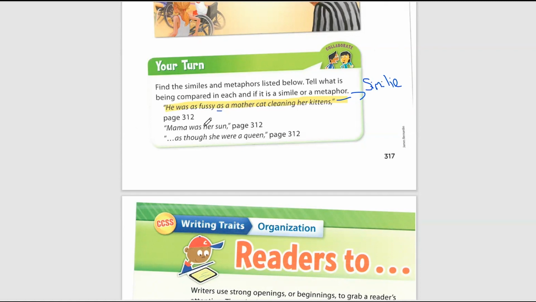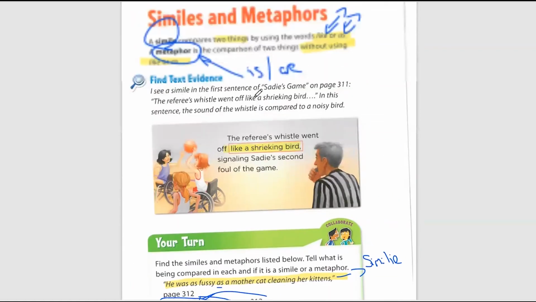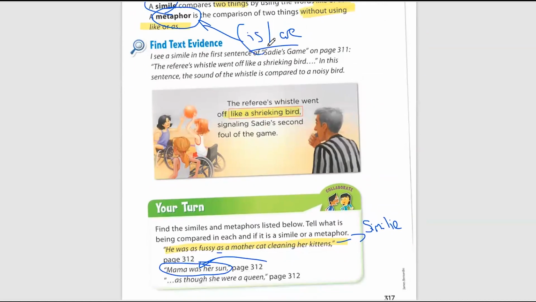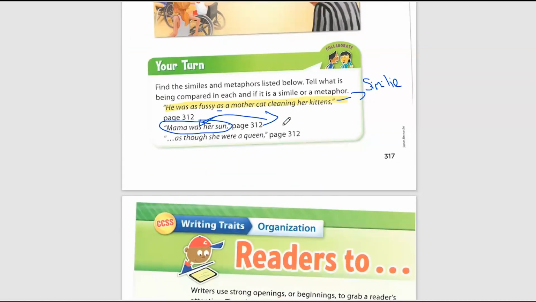And then Mama was her son. Was, like I said up here, is an R. Was is obviously the past tense for is. So we know this is a metaphor, okay? So you need to find these 2, and then you need to explain to me or make a note here at the bottom of the page what 2 things are being compared, okay? Who is being as fussy as a mother cat, and who is her daughter's son?